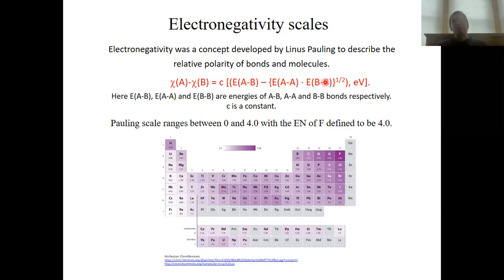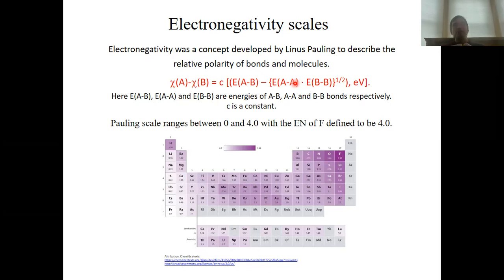Okay, so he argued that the energy difference between the heteroleptic bond and the homoleptic bond defines the degree of polarity within the bond, which is related to the different ability of the atoms to attract the electrons within the chemical bond.